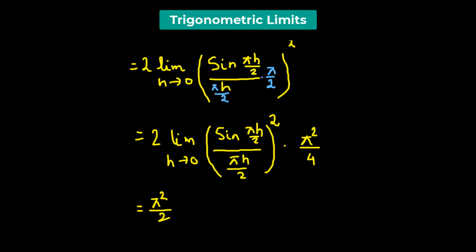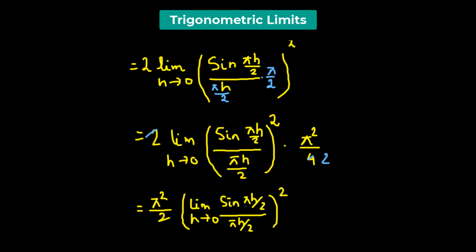So what we have done is factor out pi over 2 from both the numerator and the denominator. So our final limit becomes the limit as h tends to 0 of sine of pi h over 2 divided by pi h over 2, whole squared. And we know from the definition of limit that the limiting value of sine theta over theta when theta tends to 0 is equal to 1. So we have pi squared over 2 times 1. So our limiting value is equal to pi squared over 2. So this is the answer. Let us move on to the next question.